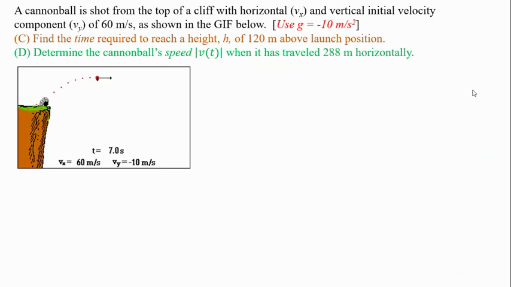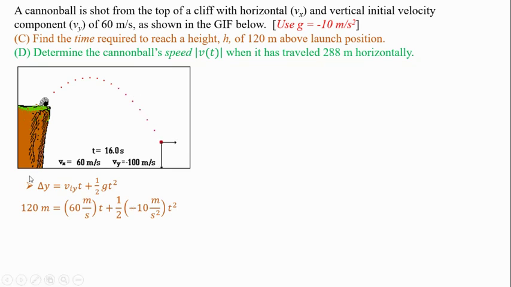Part C says the time required to reach a height of 120 meters above launch position. So this one's not too bad. Here, I'm just going to use our kinematics equation that says delta y equals Viy t plus 1/2 g t squared. I know my Viy is 60. I know my g is -10. And really, all we have to do is a little basic manipulation and use quadratic here. So for delta y, I substitute in 120, because part C says you want to find the time that it takes to reach 120 meters above where it was launched. So delta y is 120. It's positive because it's on its way up.